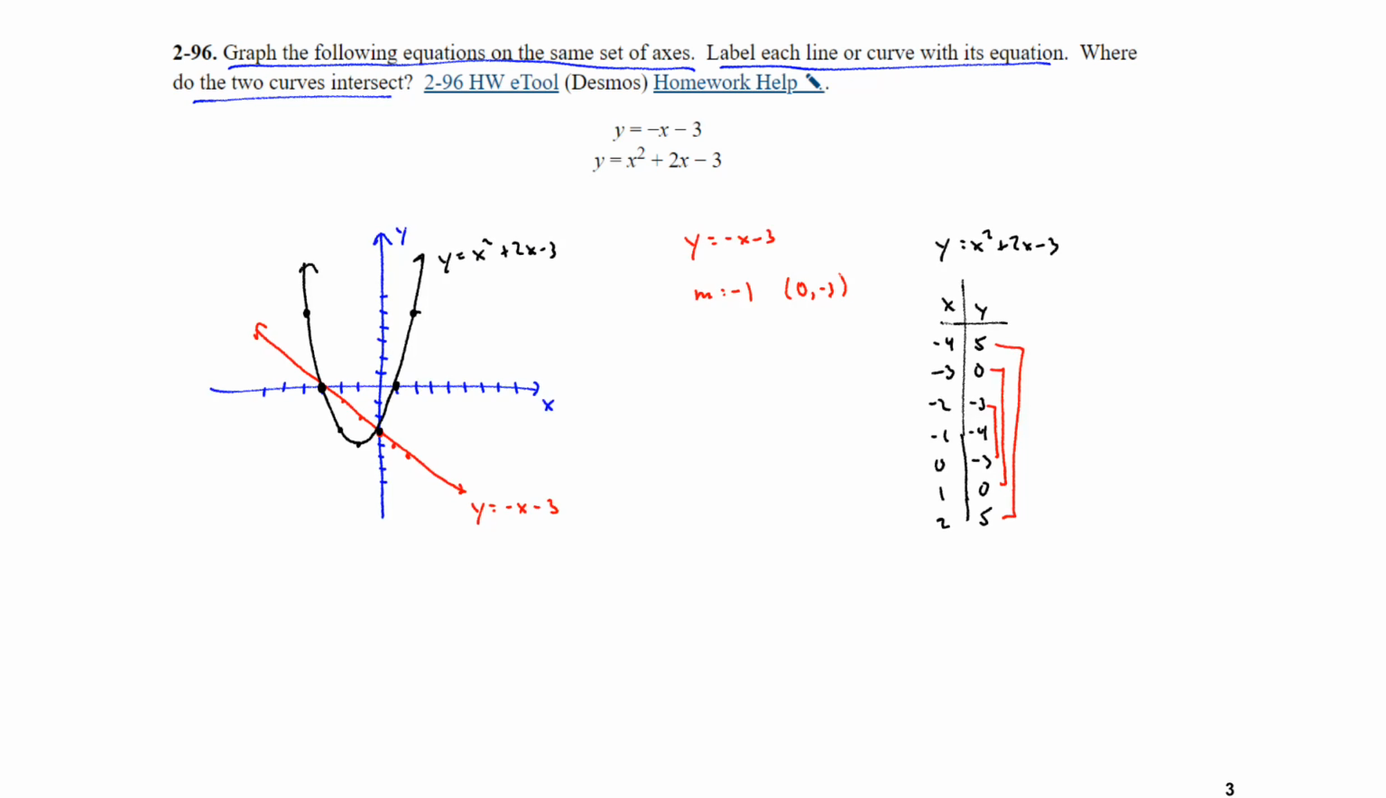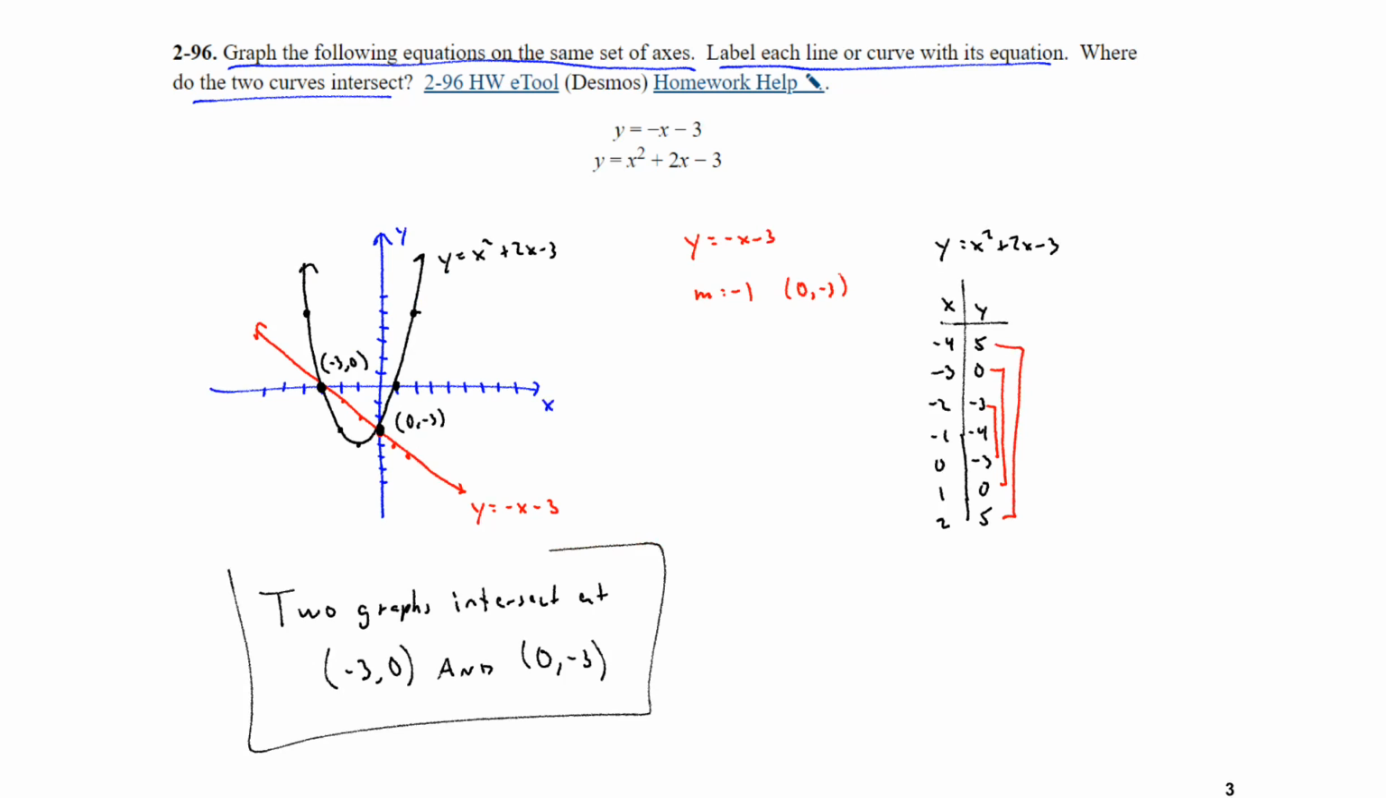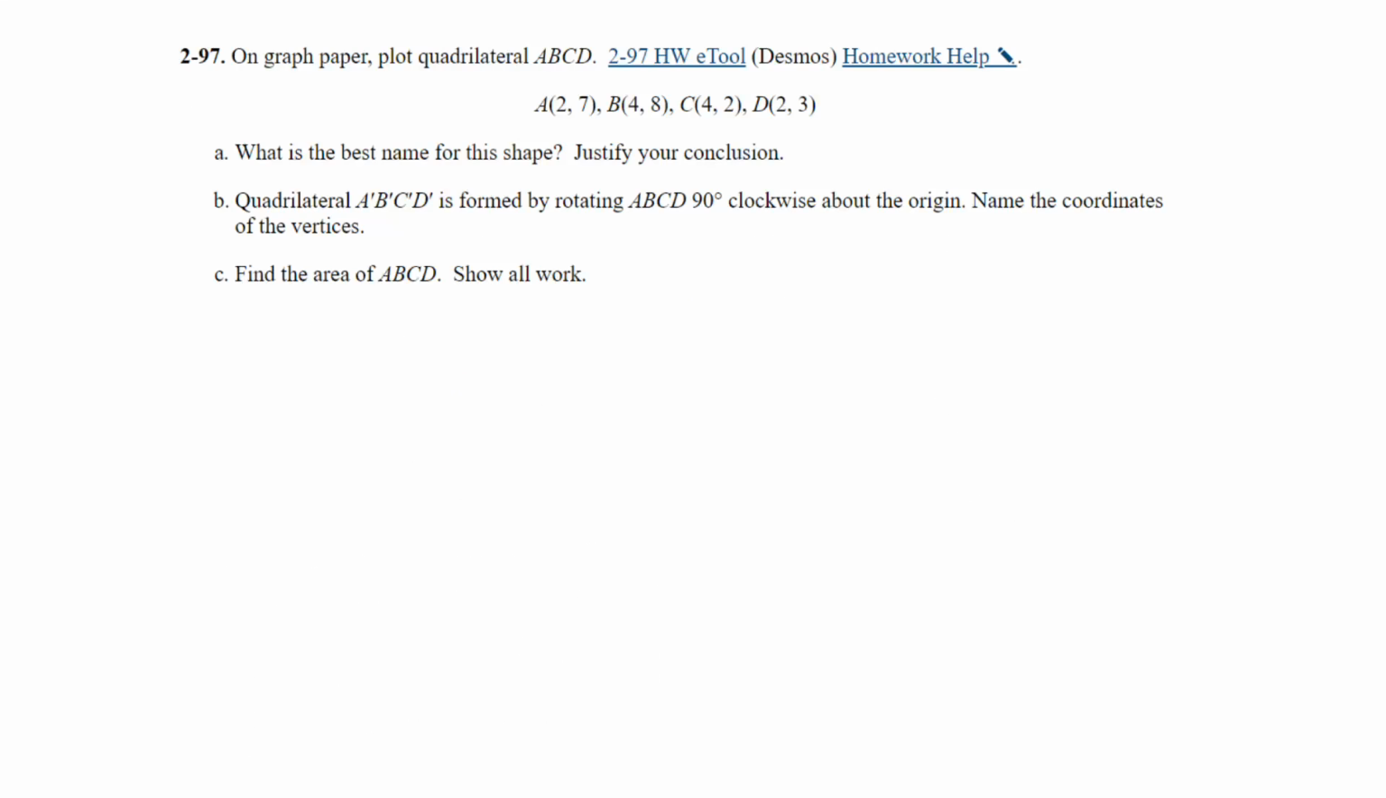So let's look. One intersects here at the point 0, -3. And then another one intersects on the x-axis at -3, 0. So those would be our two intersection points. And so make sure you write that down. Don't just label it on the graph. Make sure you answer the question.